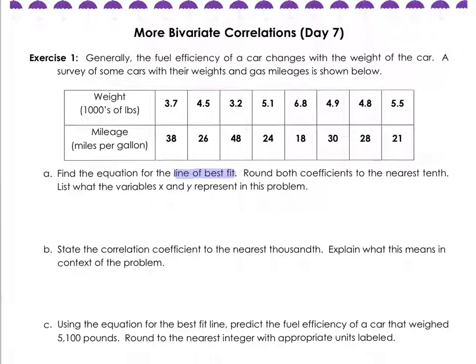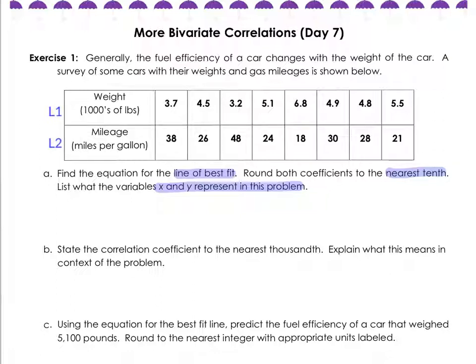Then it tells me to round both coefficients to the nearest tenth and list what the variables x and y represent in the context of the problem. So first, I'm going to find the line of best fit. Since it's a line, that tells me that I'm looking for a linear regression. So in order to find the linear regression, I'm going to plug my x values into L1 and my y values into L2.